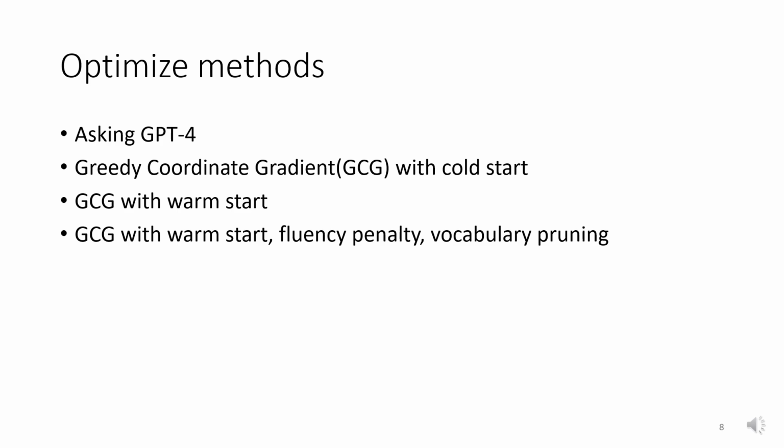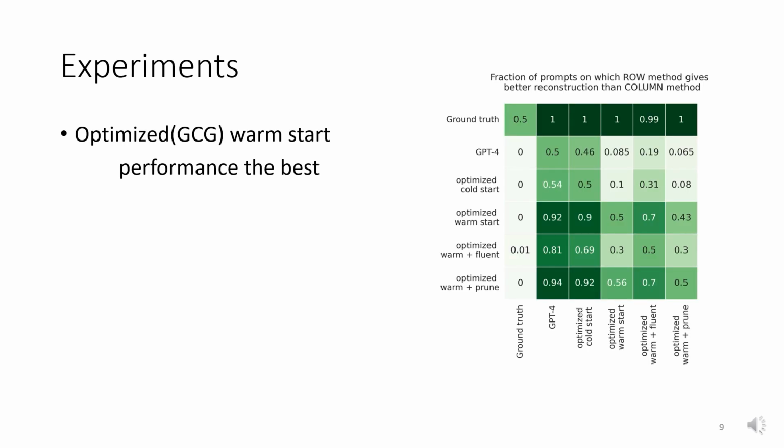The third one is almost the same as the second one, except that the initial prompt comes from the result of the first method. The last method is trying to remove uninterpretable prompts by adding a penalty or pruning the vocabulary. The following part is about the experiment.